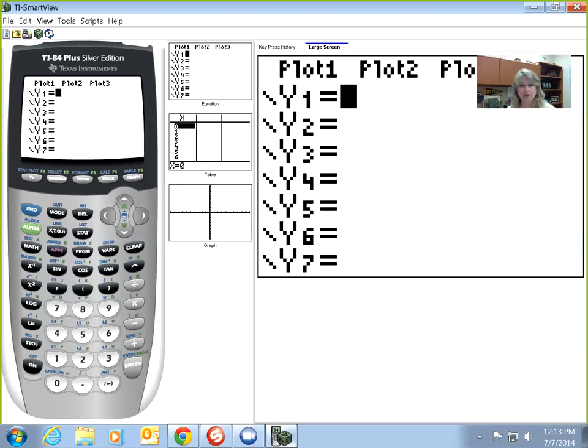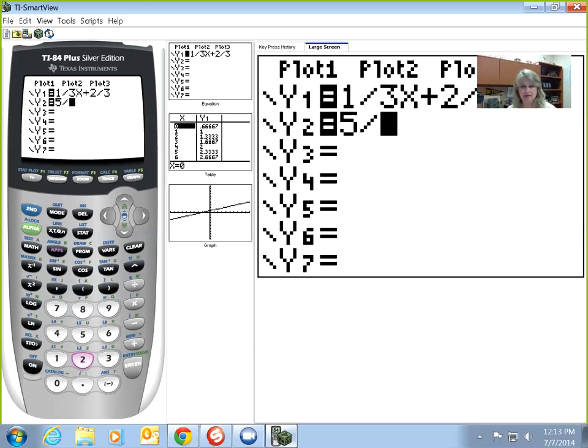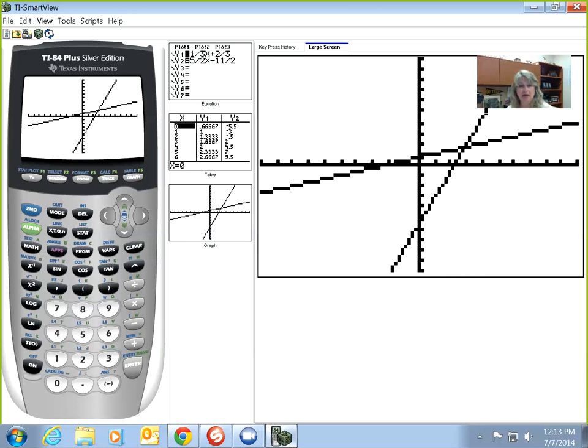Let's go to y equals. We're going to type in 1/3 x plus 2/3. That's our first line. Okay, the second line is 5/2 x minus 11/2. Okay, graph that one. Notice the two lines do intersect, so let's press graph. Okay, they intersect in exactly one place, so this is what we're going to do.